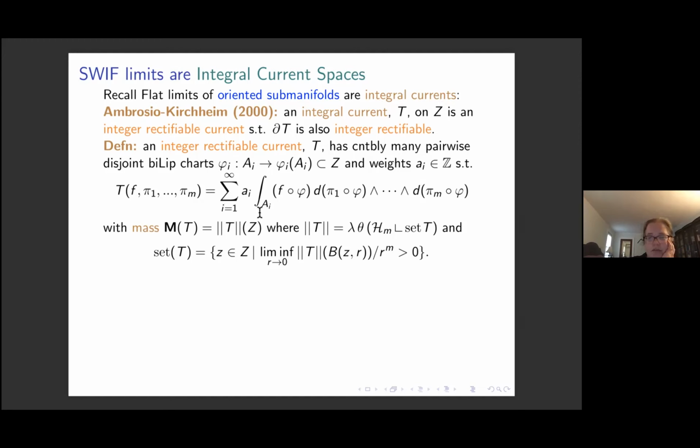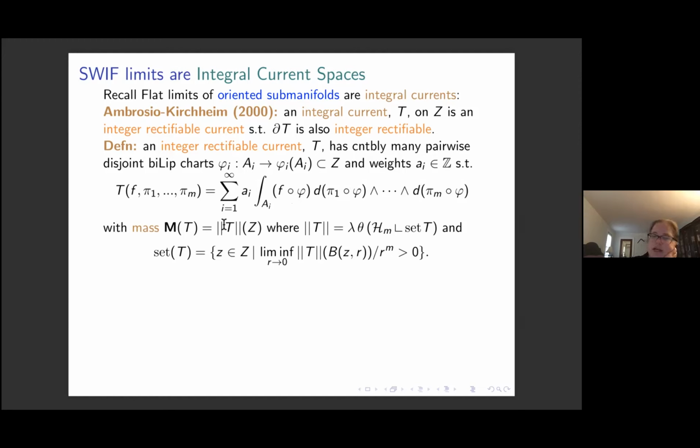integral over these capital A_i, which are Borel sets in R^m, the m that matches this m, of f pulled back by phi, d pi_1 pulled back by phi, d pi_m pulled back by phi. All of these are Lipschitz, therefore they're differentiable almost everywhere on the A_i, and we can do this integration. This integration is done on a Borel set in R^m, so it's well defined.